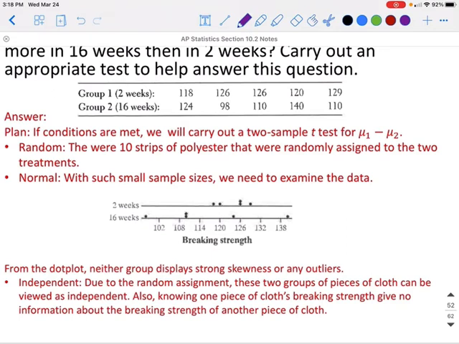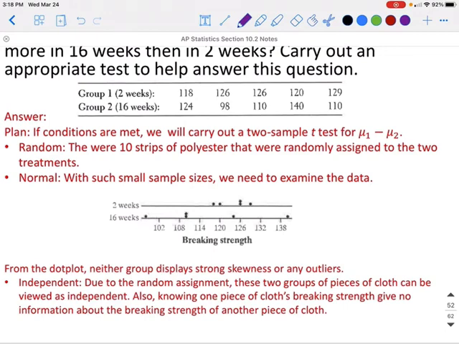Due to the random assignment, these 2 groups of pieces of cloth can be viewed as independent. But within each group, we also need to check for independence, and knowing the breaking strength of one piece does not let you know the breaking strength of another, so those are also independent of each other.